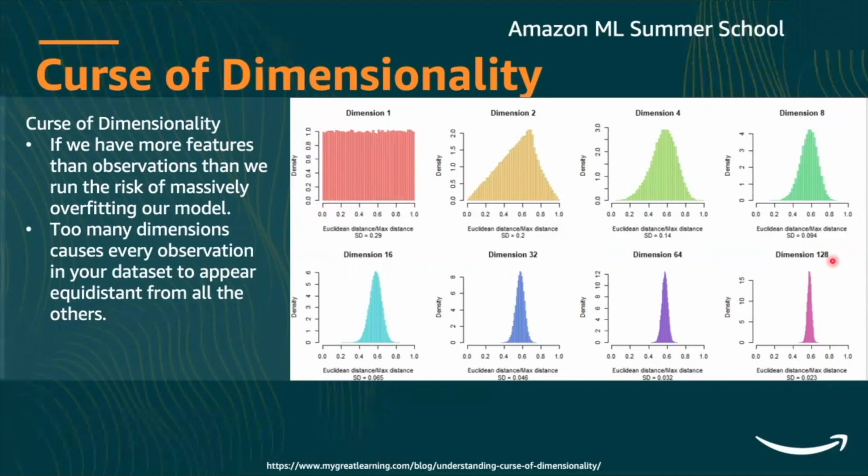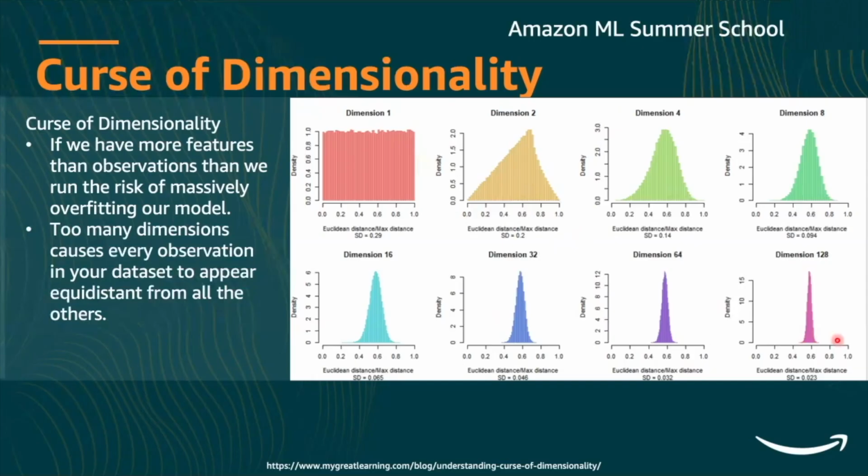Now, but as the number of dimensions increases, we see that the spread decreases, which implies that more and more samples have similar distances, the same distances. Let's say here in 128 dimensions, this is peaked at 0.6. So what you can conclude is more and more samples have a distance of 0.6. Any pair you choose would have a distance of 0.6.